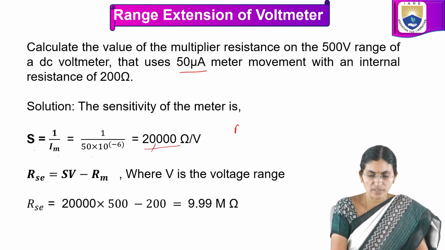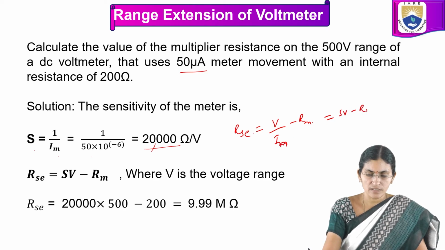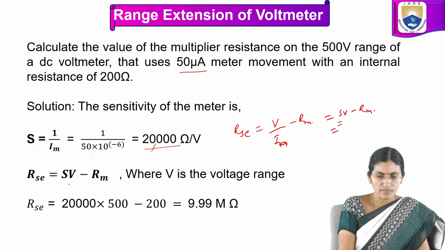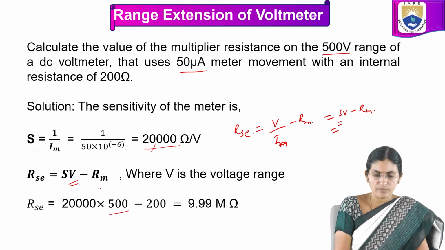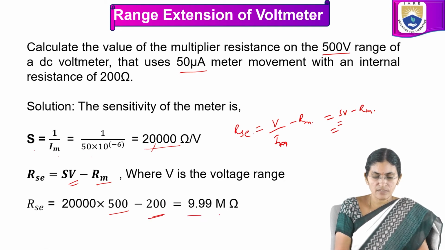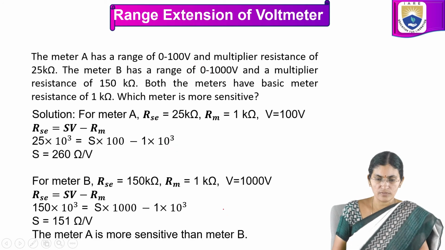So from this we can find out RSC is equal to S into V minus Rm. Instead of V by Im, we can write it as S into V minus Rm. So the S value we have, then V is equal to 500, that is given here, and Rm is equal to 200, the internal resistance. With this we get the multiplier resistance as 9.99 mega ohms.